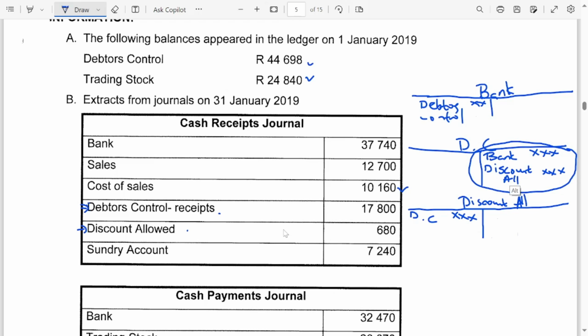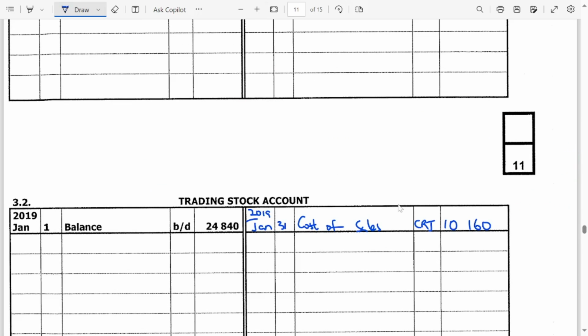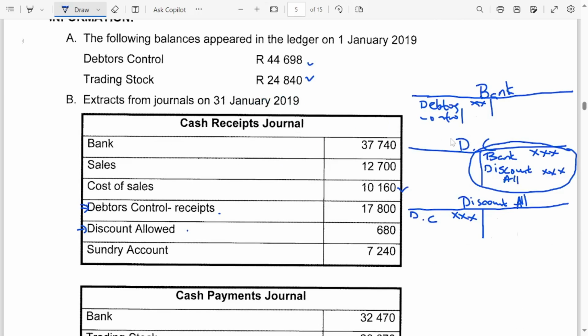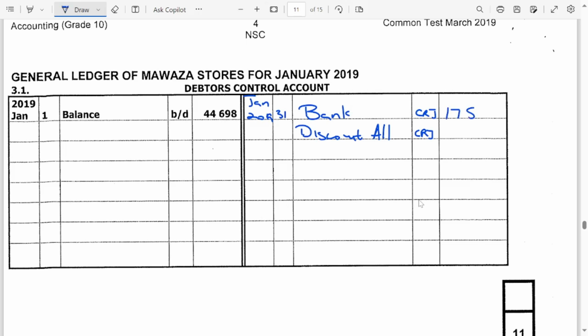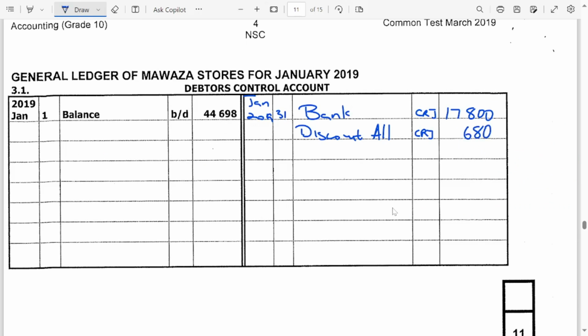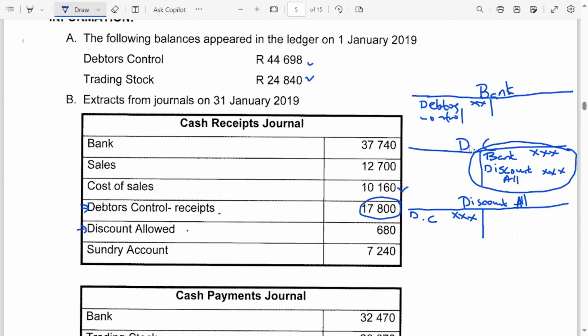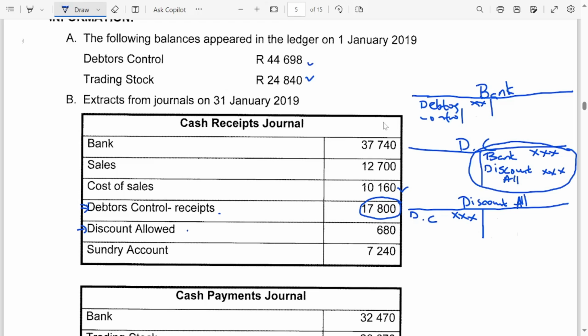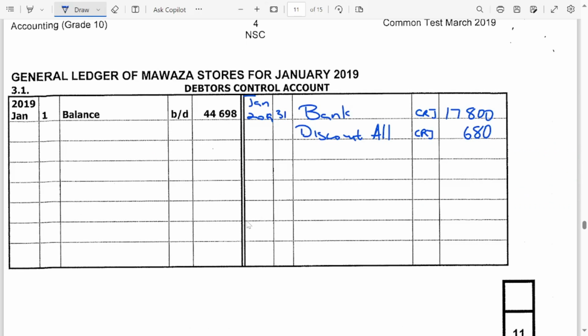So it's going to be the bank, 17,800. So this is 1 January 2019. So we have the bank, we've got the discount allowed, CRJ, $17,800. And then the discount is 680. Now, the reason this 17,800 is recorded as an account of the bank is because this is the amount that you have received. Okay, so let's continue.